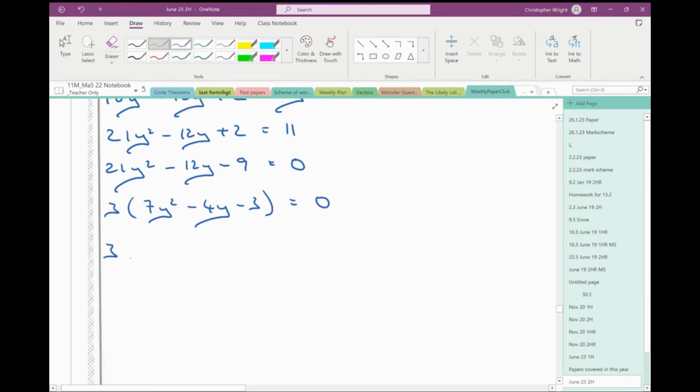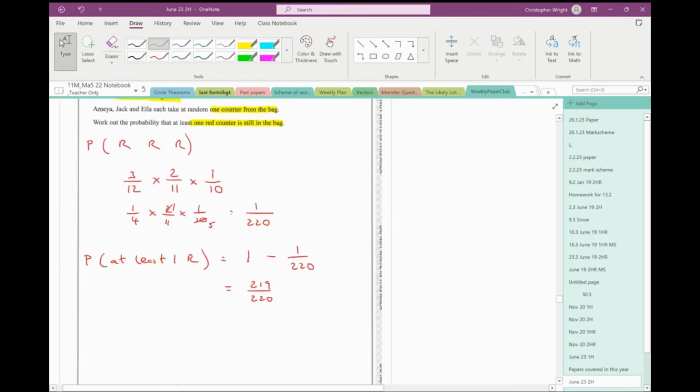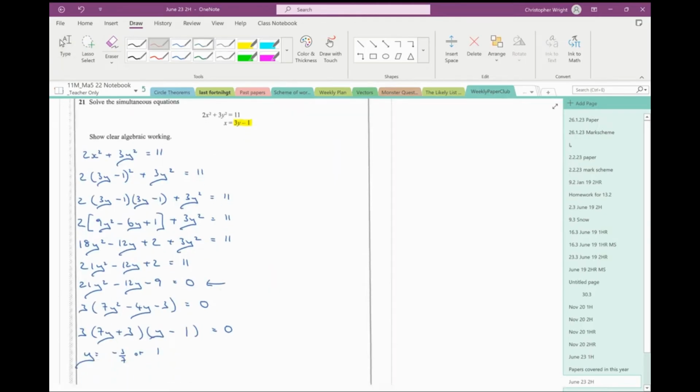So now I'm left with trying to factorize this. Well, it's obviously going to have to be 7y and y, isn't it? I'm going to have 3 and 1. So I'm going to try 3 here and 1 here, and I'm going to do minus 1 plus 3, because that's going to give me minus 7y's plus 3y's. Okay, so my answers to the equation, but incidentally, you could have used the formula. You could have used the formula up here, couldn't you? But the answers are minus 3/7 or 1. So I need to find x for each of those possibilities. Now, x is simply 3y minus 1.